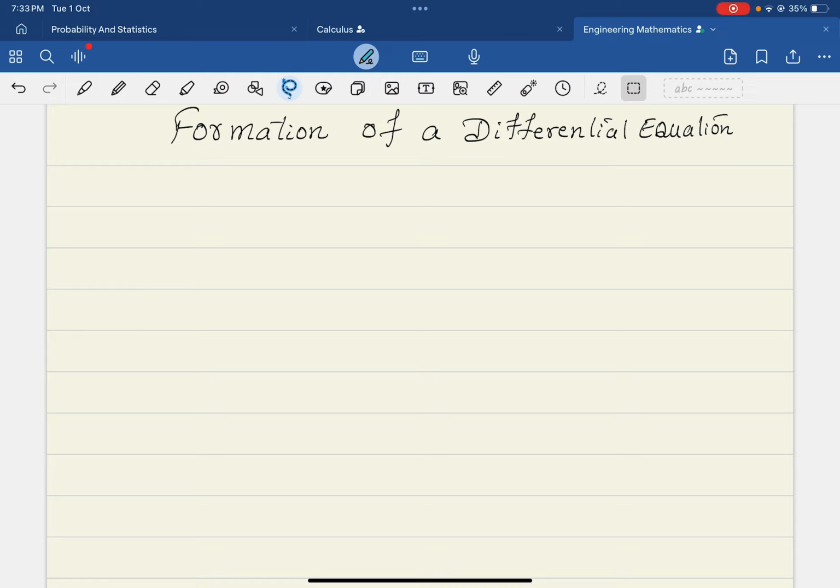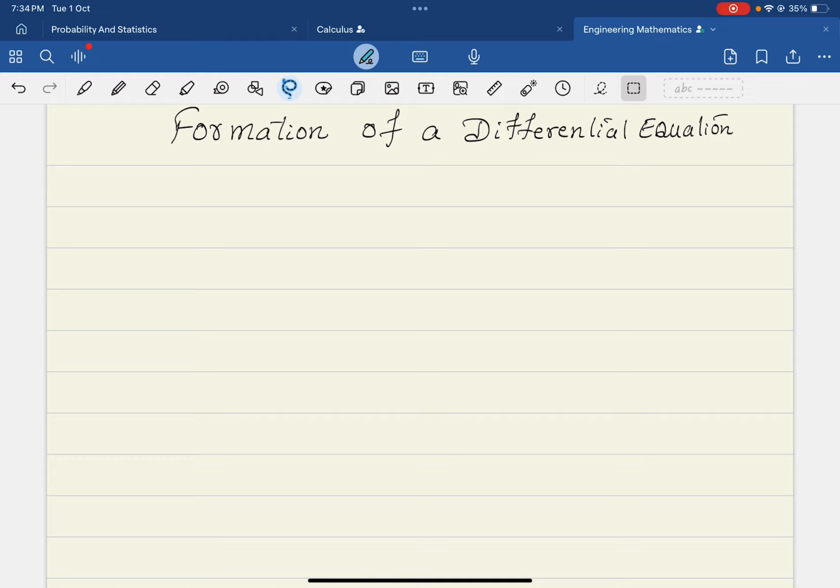Today I am going to focus on how to form a differential equation. That means for the given solution, we have to correspondingly form a differential equation. So how to do that? In the last lectures, we had an equation and found the order and the degree of that particular differential equation. Whereas now, for the given solution, we will be finding out the corresponding differential equation.